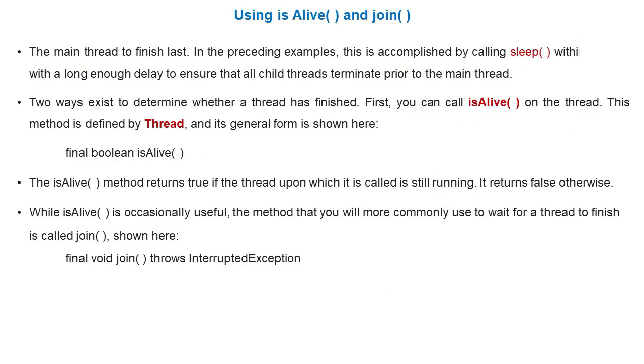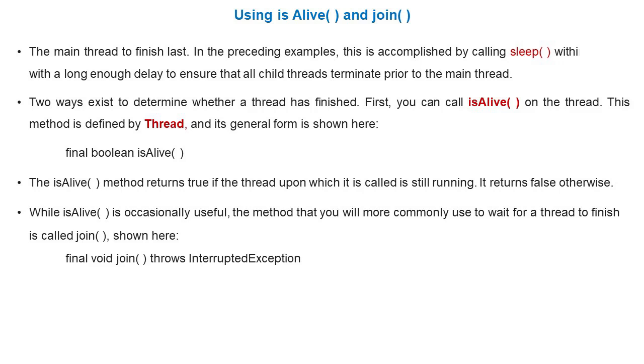Using isAlive and join. The main thread should finish last. In the preceding examples, this was accomplished by calling sleep in main with a long enough delay to ensure that all child threads terminate prior to the main thread. Two ways exist to determine whether a thread has finished. First, you can call isAlive on the thread. This method is defined by Thread and the general form is given. The isAlive method returns true if the thread upon which it is called is still running. Otherwise, it returns false.